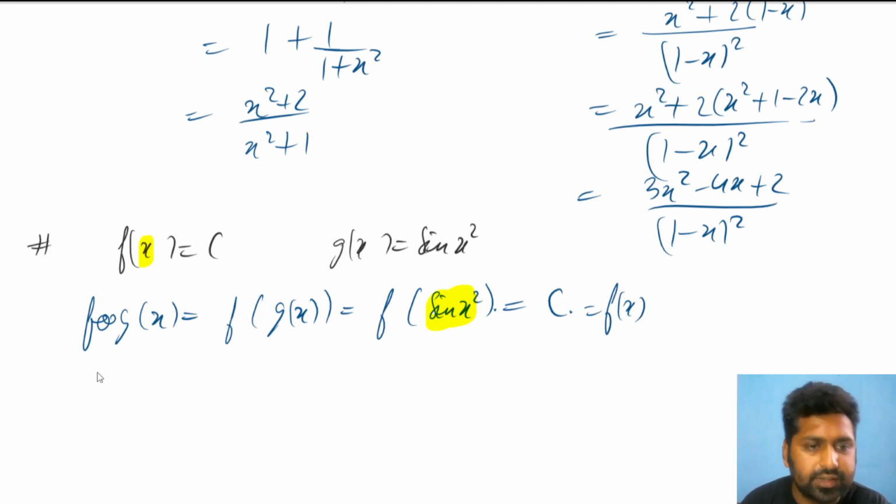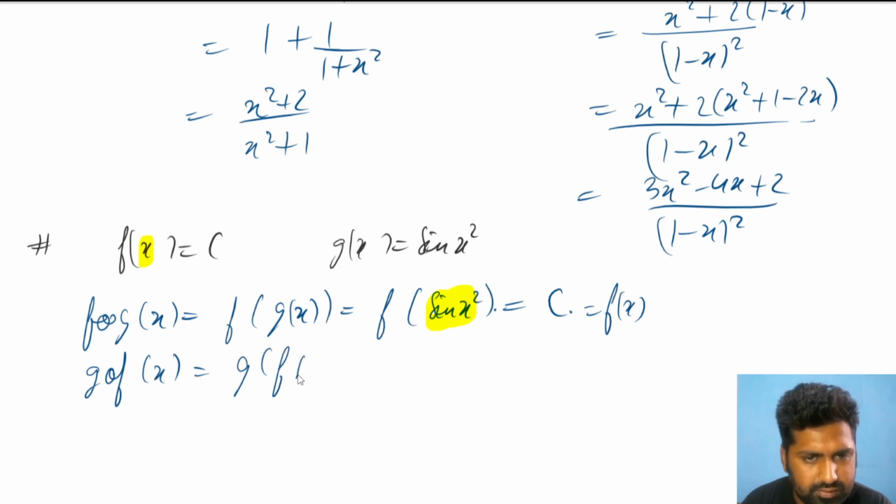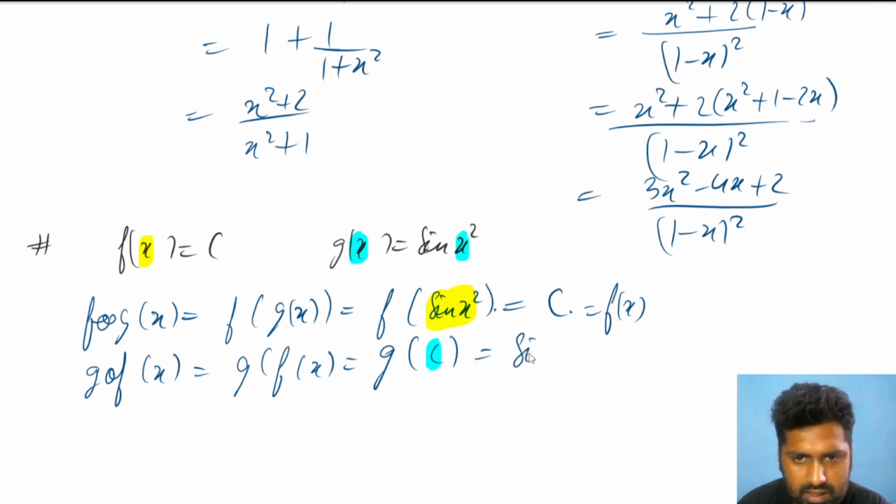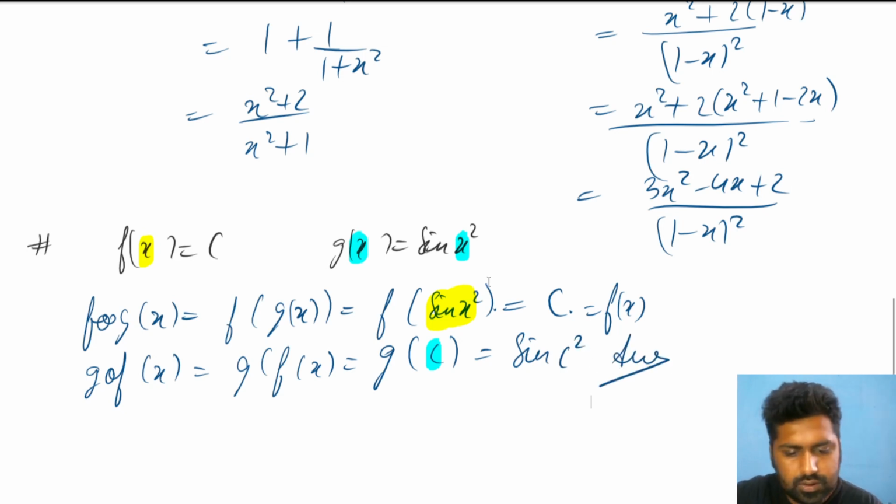Okay, interesting. Now let's try gof(x), that is g of f of x. So that is g of, what is f of x? c. So now it's possible to replace x with c. So this x will be replaced with c. I'll change the color for highlighting. This x needs to be replaced with c, so this is sine c square. That's the answer. All right, gof done.